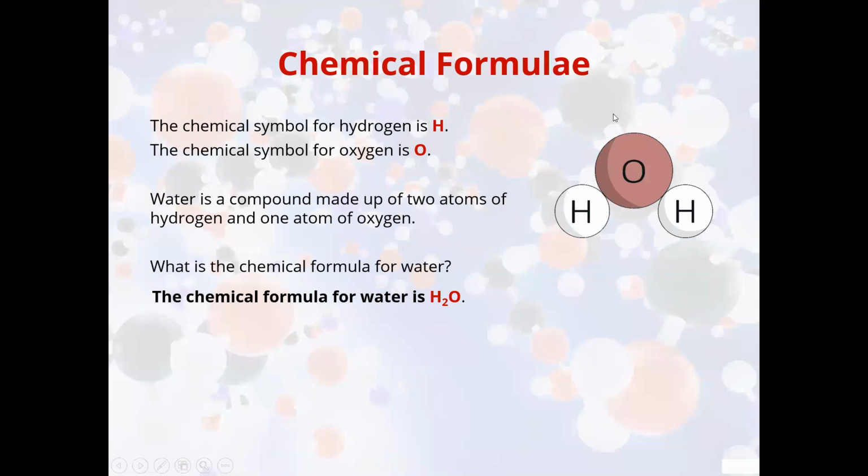So for looking at water, O is for oxygen, H is for hydrogen. You can see that there are 2 hydrogens and 1 oxygen. And that will be the formula H2O.